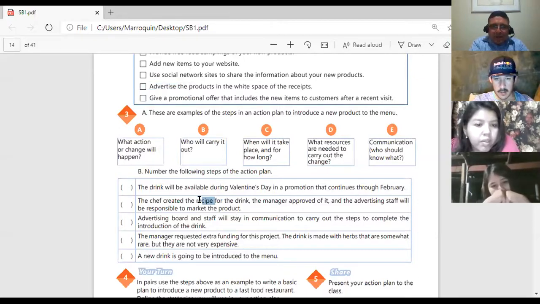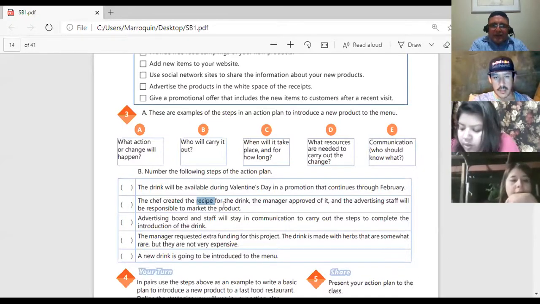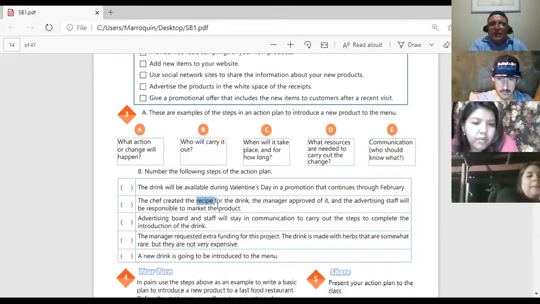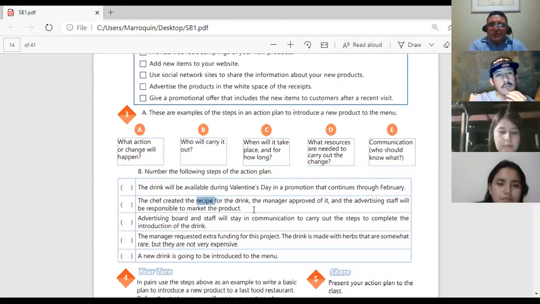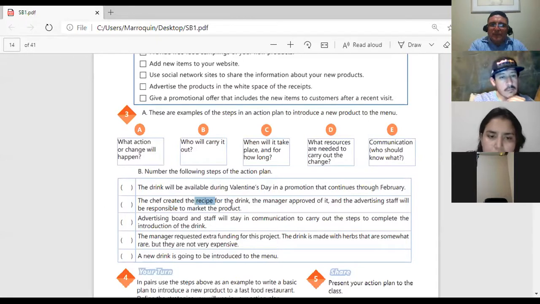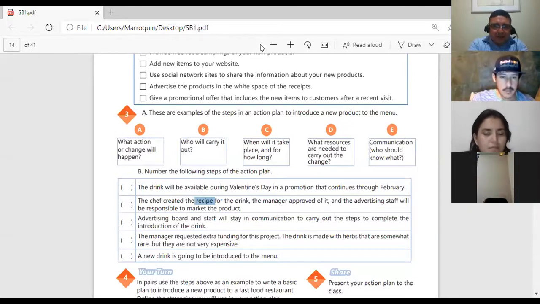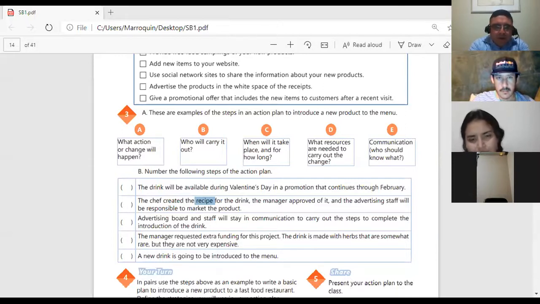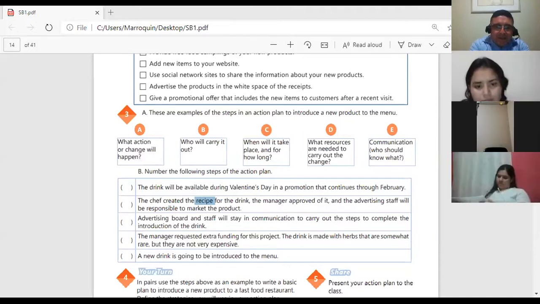What is the meaning of this word, recipe? The chef created the recipe for the drink. Receta, right. If we're talking about food, you say recipe. It's right there, color blue, recipe. So receta. If you're talking about food, what if it's about medicine? If it's medicine, you say prescription. Let me write in the chat. If it's about food, you say recipe. If it's about medicine, what is the word for medicine?